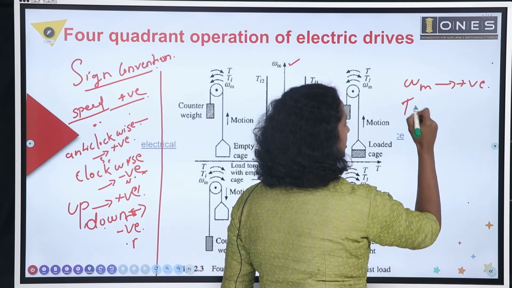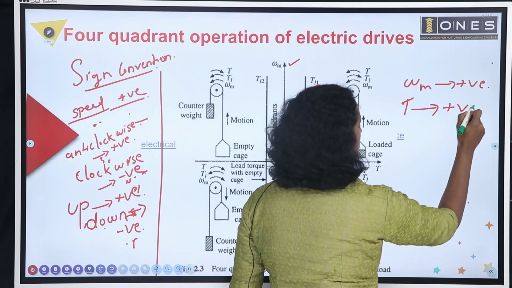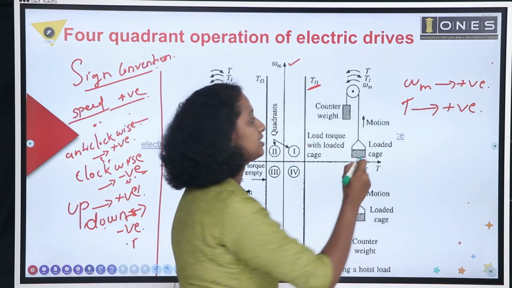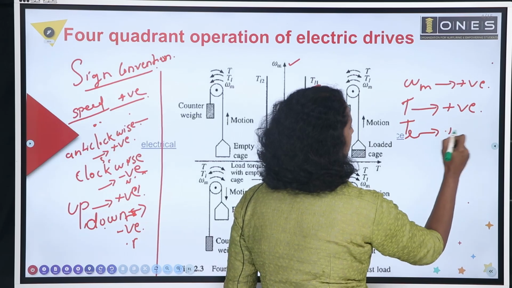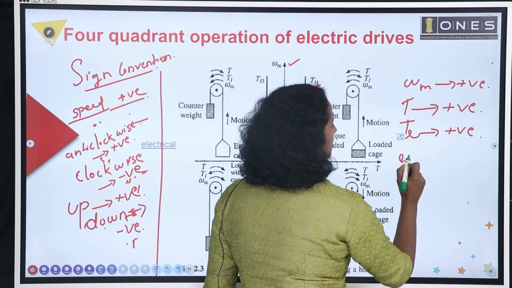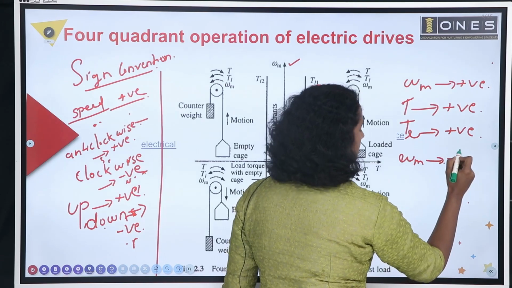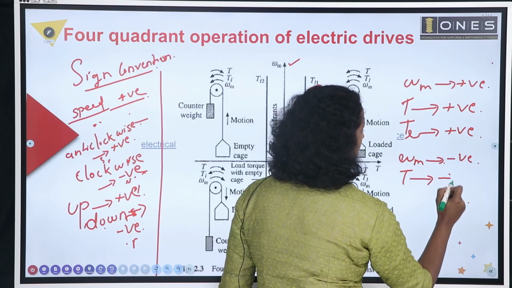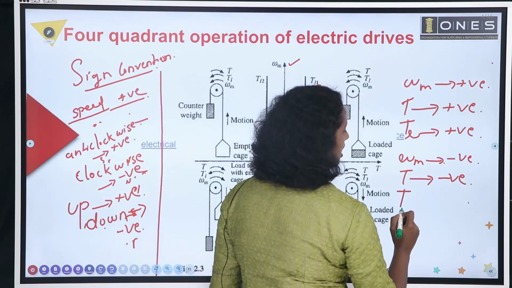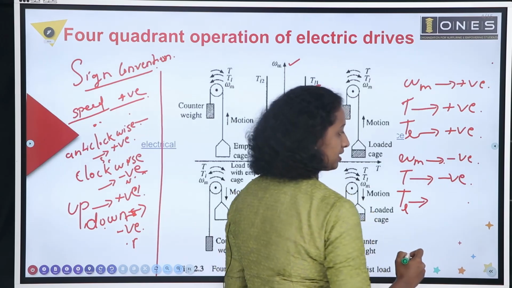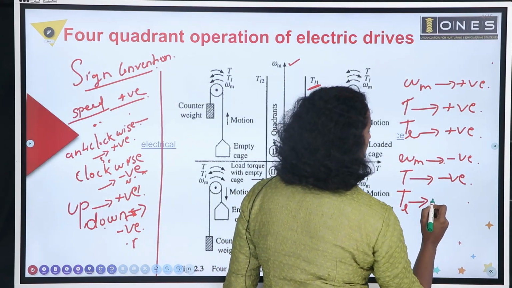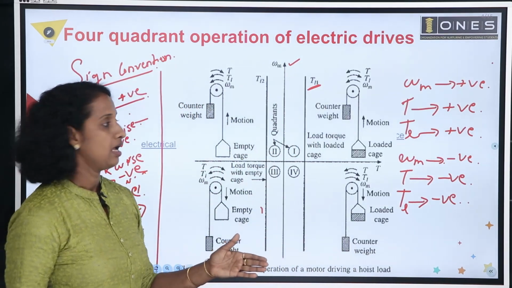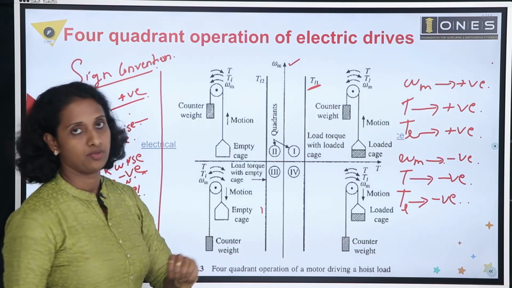That torque in the anti-clockwise direction is taken as positive motor torque, and the torque that opposes the positive motor torque, that is positive load torque. Okay. Then in the clockwise direction or downward movement, the corresponding torque is negative motor torque, and the load torque that opposes the negative motor torque is known as negative load torque. Okay. So these are the sign conventions, and we are applying these signs in this example.